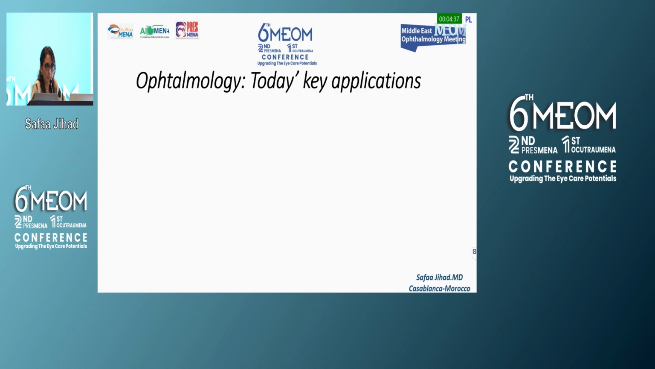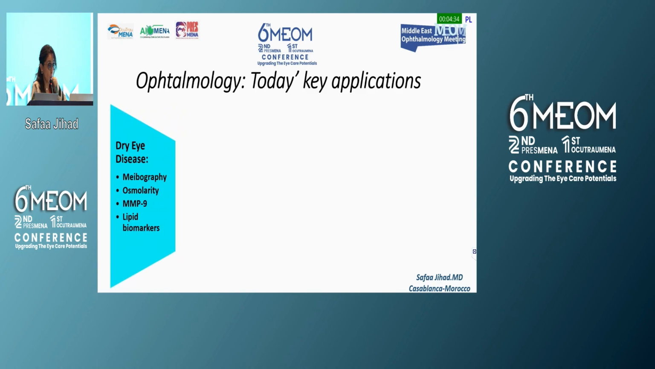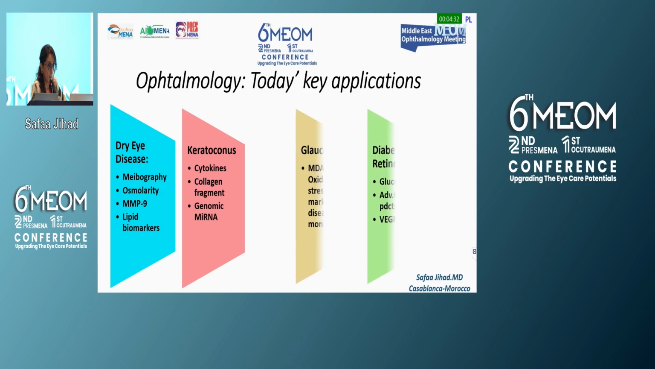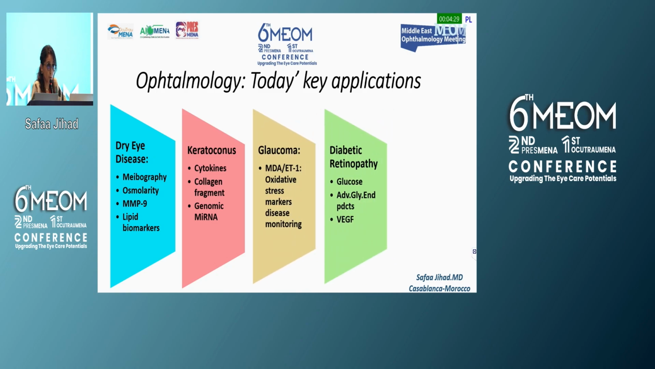So what are today's key applications in ophthalmology? As you all know, we use them in dry eye and keratoconus, but we can also use them today in the monitoring of many diseases, like glaucoma through the level of oxidative stress markers, or diabetic retinopathy through the level of glucose in the tear film, advanced glycation end products, or VEGF. And last but not least, we use them today in the classification and the monitoring of the wet form of AMD through the level of complement factor H in the tear film. If there are two main conditions that have greatly benefited from those tear film biomarkers, they are undoubtedly dry eye and keratoconus.